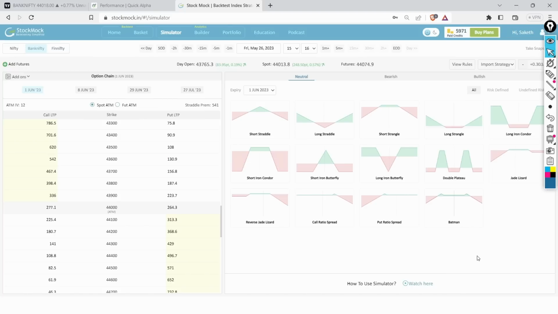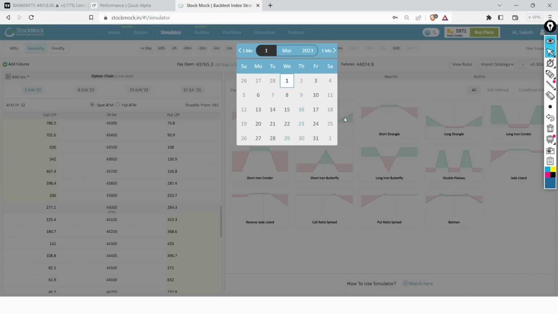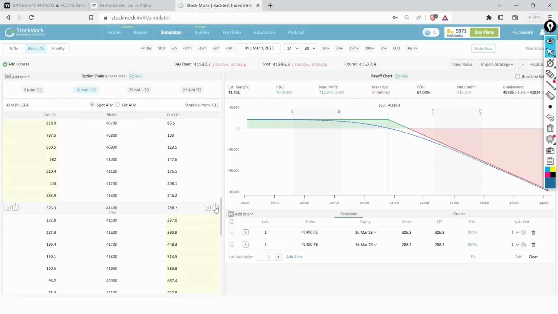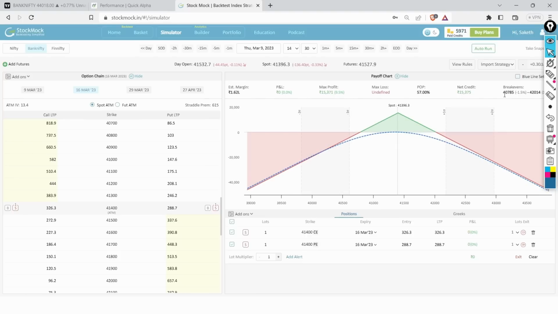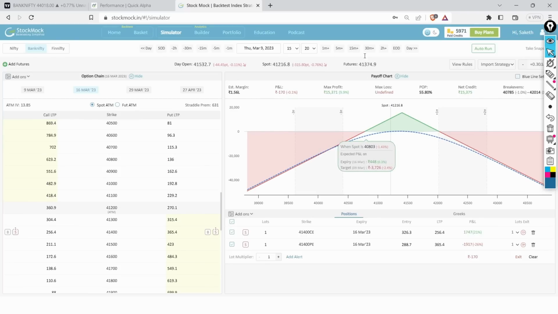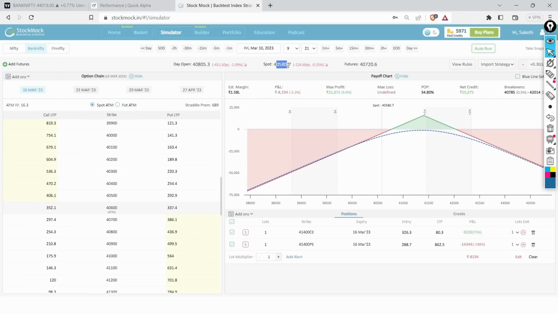So here I have opened the stock market simulator and let me just go to the date of March 9th. So March 9th was a Thursday. So here let us assume around 2:30 you ended up entering next week short straddle. So you took a 41,400 call short, 41,400 put short. So your break even is 40,785 and 42,000. And then as you start to move forward, so let's quickly start moving forward by 15 minutes. And then what you get to see is very next day, the market has opened at 40,580.